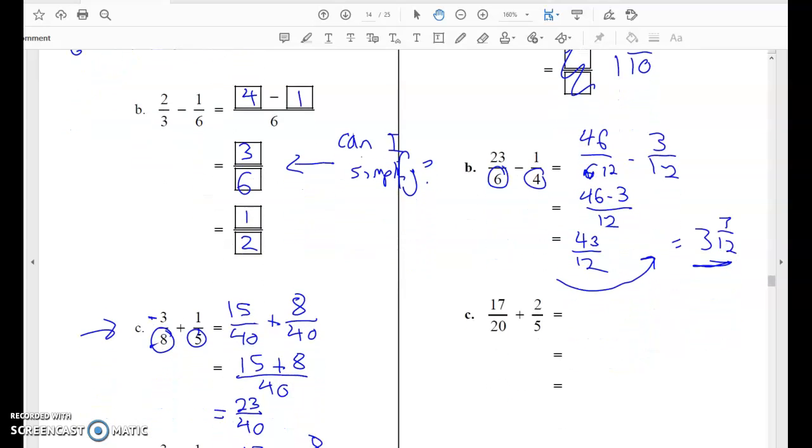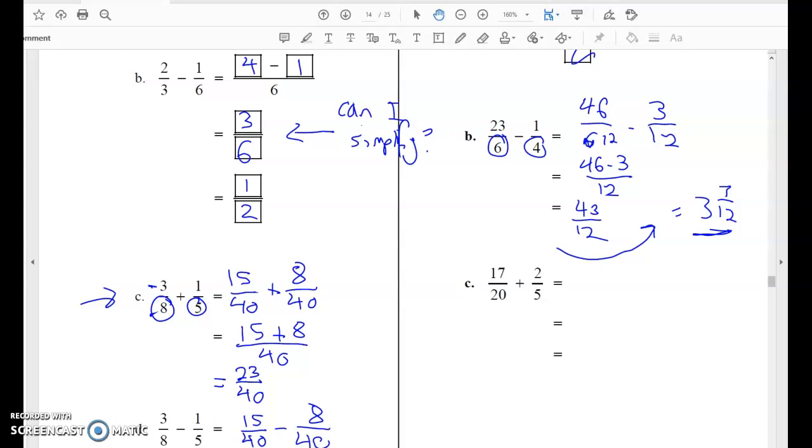All right, let's do one more of those. So 17 out of 20 plus 2/5. Now we're going to change those to be the same. Now I know 5 goes into 20, so if I just change the second one, I can just leave the first one as it is. So 17 out of 20 plus 2/5 of 20. Well, 5 times 4 gives me 20. 2 times 4 gives me 8.